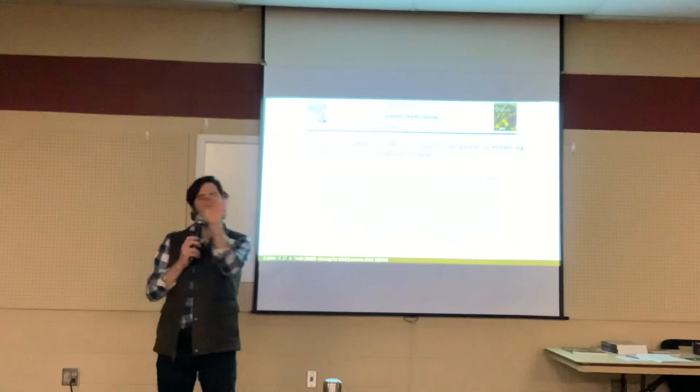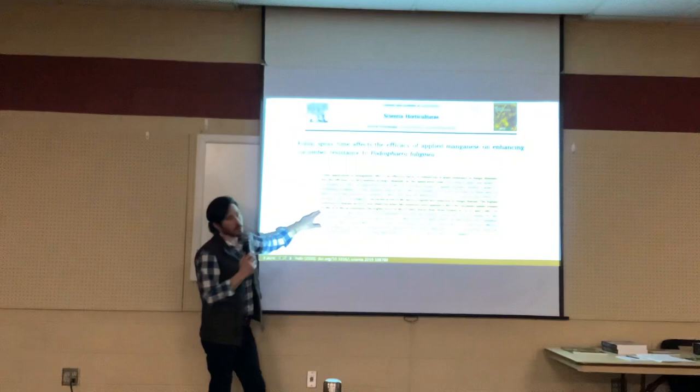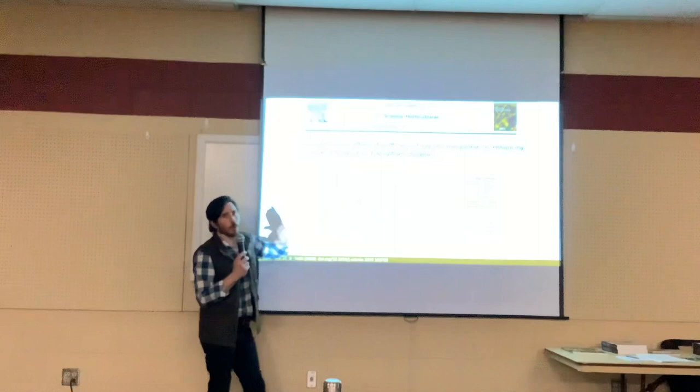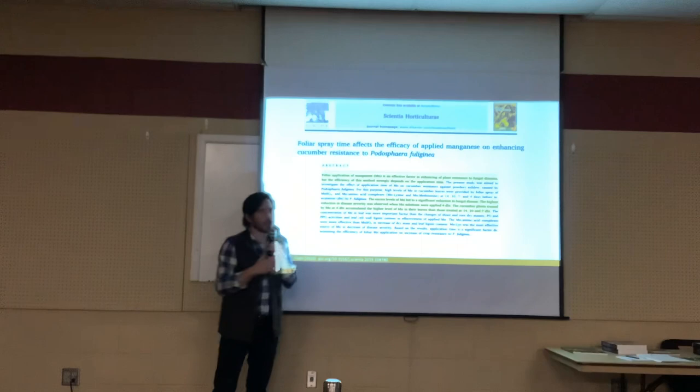So what they found is that good levels of manganese in the plant led to a significant reduction in fungal disease. The highest reduction in disease severity was observed when manganese solutions were applied at 4 days before infection. The cucumber plants treated by manganese at 4 days before infection accumulated the highest levels of manganese in their leaves, higher than those treated at 14, 10, or 7 days before infection.